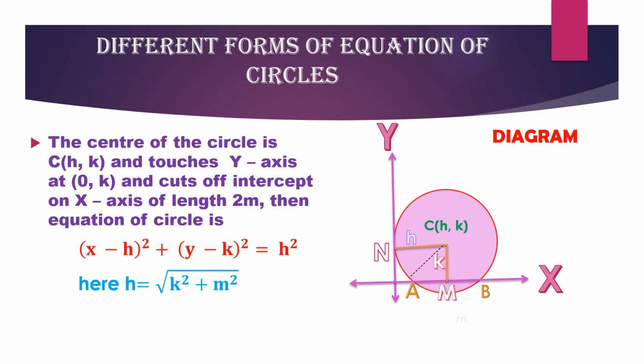Now we observe the diagram. The triangle CAM is a right angle triangle. CA is the hypotenuse. Now using the Pythagoras formula, already we know AM equals m and CM equals k. Then we find CA, that will be h, that equals the square root of k² + m². This is the form of the circle.